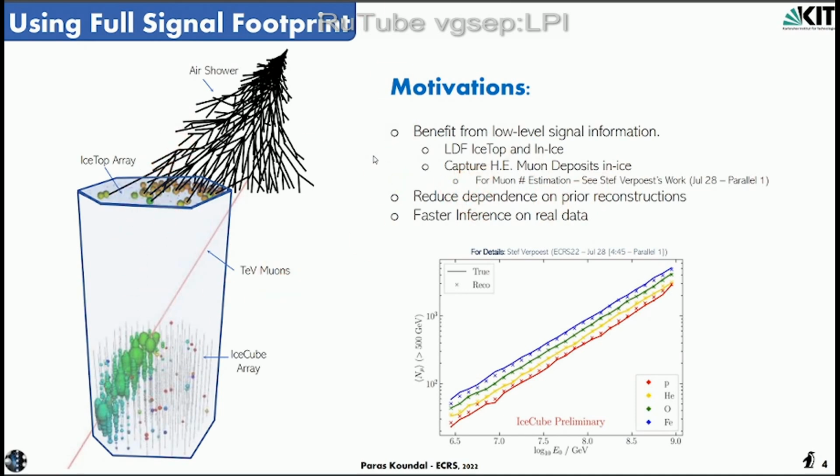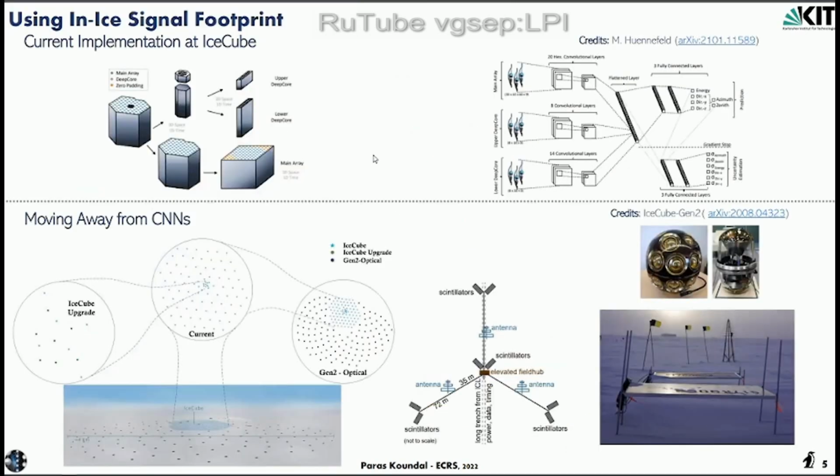By the way, there is also another really nice IceCube talk by Steph on July 28th, where he'll discuss more about muon number estimation. So I also recommend you listen to that. When I use the full signal footprint, I would obviously want to reduce dependence on some prior reconstructions. I would also want faster inference on real data, and the current method which allows that is obviously jumping into deep learning methods. So at IceCube, we have a current implementation of a CNN.